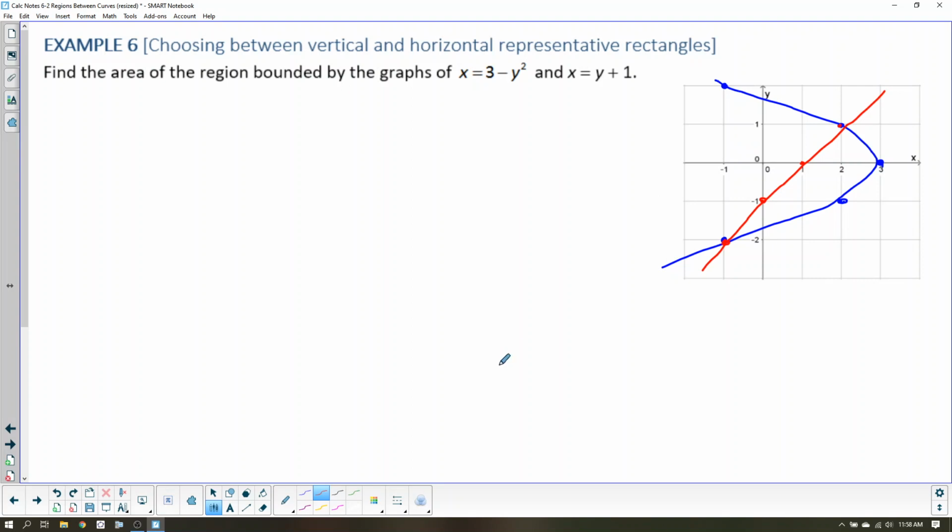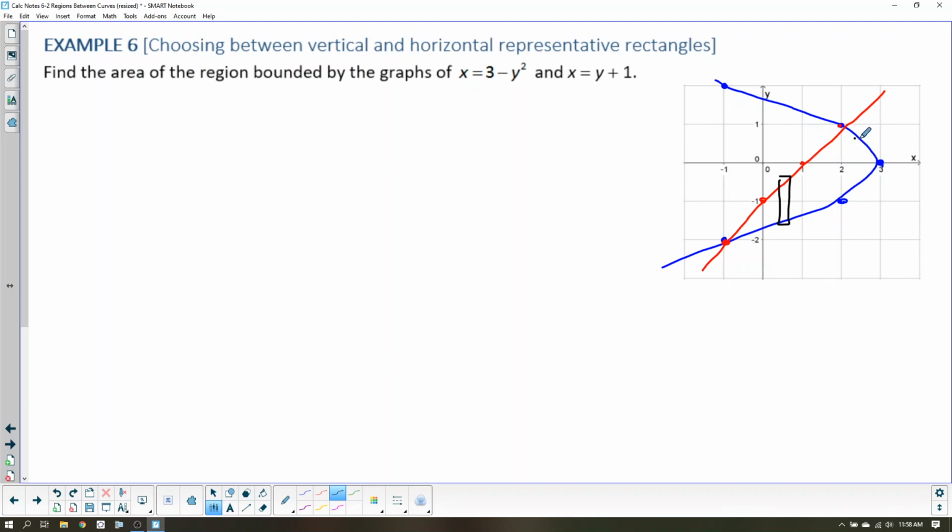Okay, so now you need to decide whether you're going to integrate with respect to x or with respect to y. So to do that, you want to try putting in a typical rectangle. So if I put in one here, this looks good. What I mean by good is you've got one of the curves being the upper and the other one being the lower. So it looks like integrating with respect to x is going to be fine.